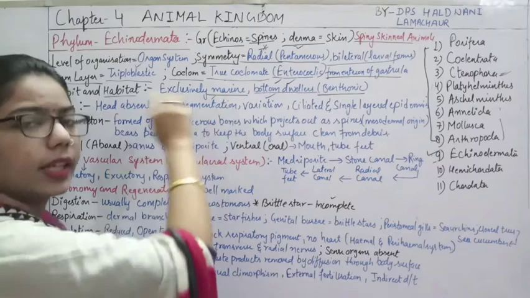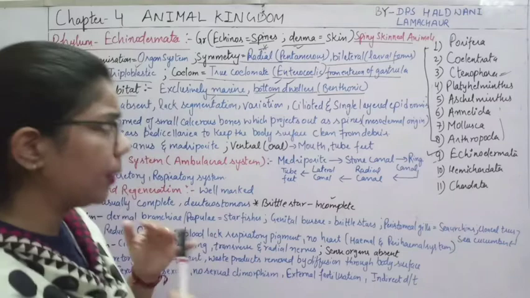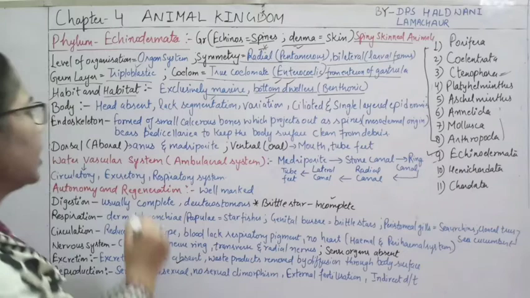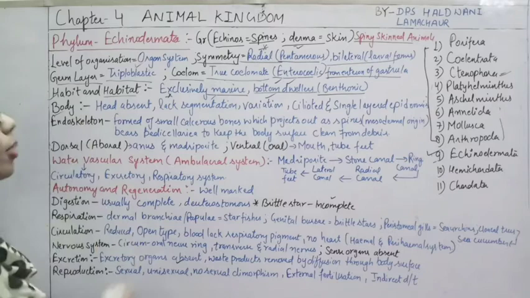Otherwise all the phyla have aquatic habitats, both freshwater and marine water. Few of the organisms are from fresh water and few are from marine water. Okay, so here we can say that these are exclusively marine. Important question.